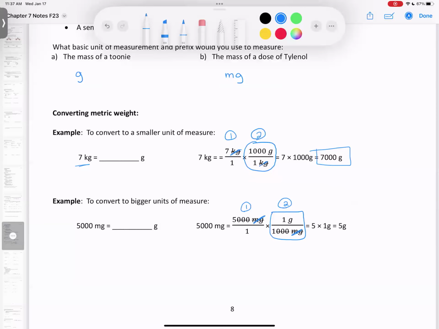Our milligrams cancel. And so here, if you multiply that out, you can either cross simplify like they've done here, or you can go top times top over bottom times bottom. That would give you 5,000 grams over 1,000. And 5,000 divided by 1,000 is what gives you 5 grams. What they've done is they've divided the top and bottom by 1,000, which allows them to cancel out those zeros. So either way, you'll end up here then with an answer of 5 grams.